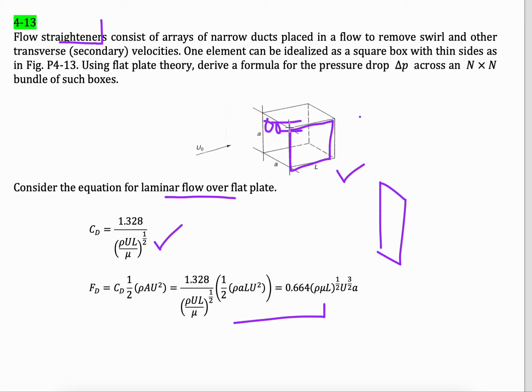So according to this diagram, if the width is A and the length is L, we get the area as A times L. This is the drag force that occurs on this single plate. So for this situation, we have 1, 2, 3, 4 surfaces inside, which means that we need to multiply by 4 in our final calculation.